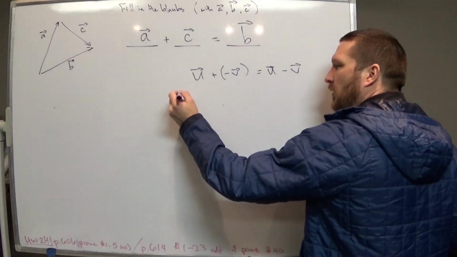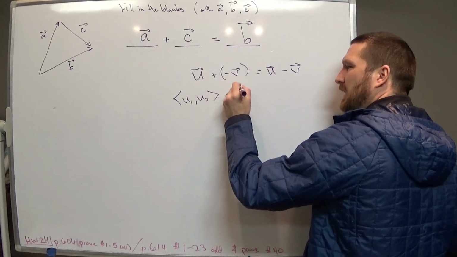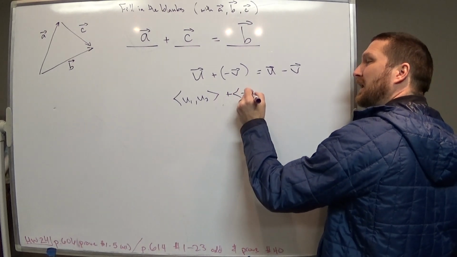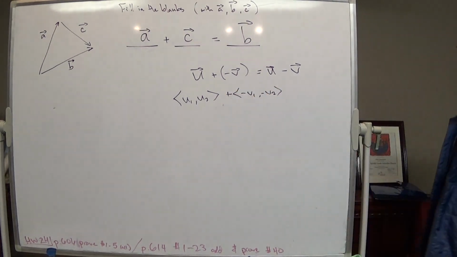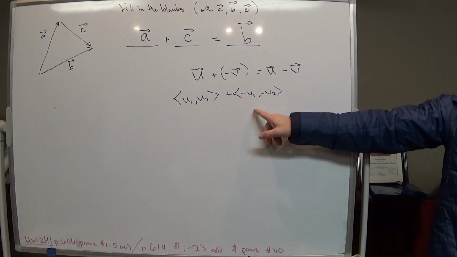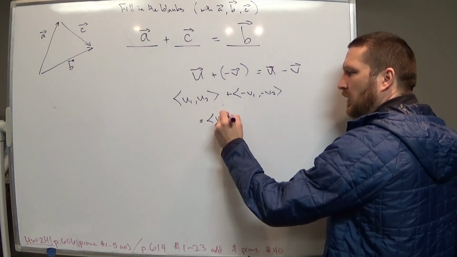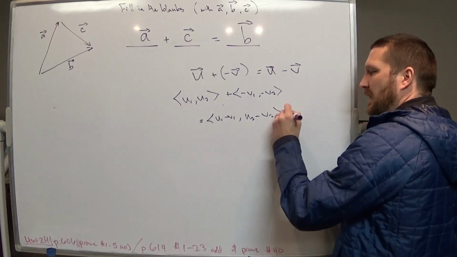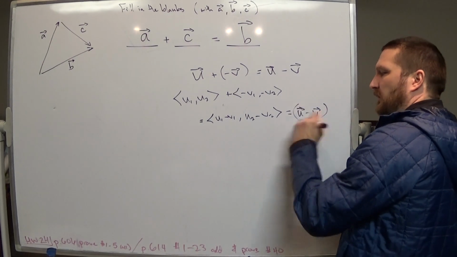Component-wise, this is what we got: u1, u2, minus, or plus a negative v. Negative would be negative v1, negative v2, because a negative vector just means multiply everything through by a negative. So that's what this is. And so really, you're just taking the first ones, u1 minus v1, u2 minus v2, and that's the vector that we call u minus v. And we could treat that as one vector.